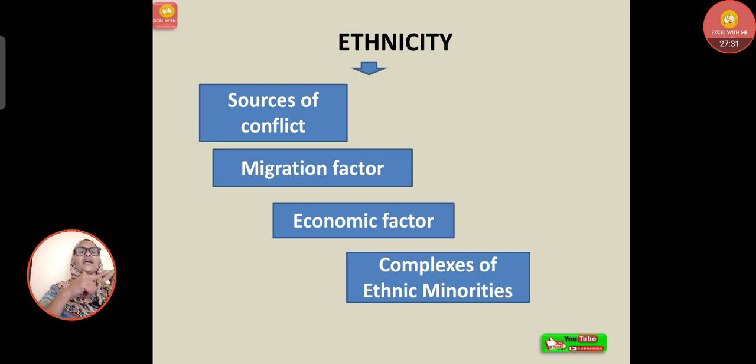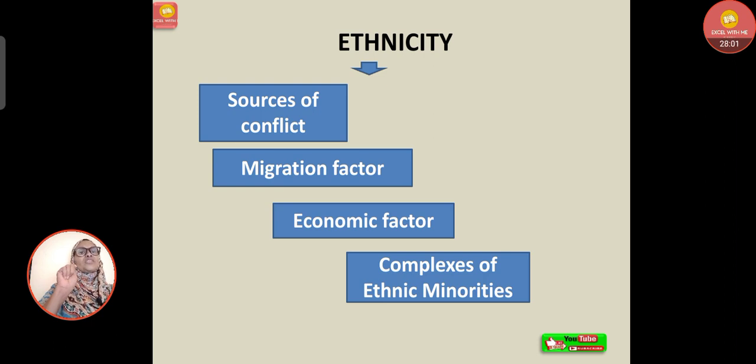Next one is migration factor, which is also a cause of ethno-national conflict. Then economic factor, economic conditions, perhaps the most important source of ethno-national conflict. Uneven development of the regions of a state and the economic discrimination perpetuated by the state itself are two main economic factors for the occurrence of ethno-national conflicts.